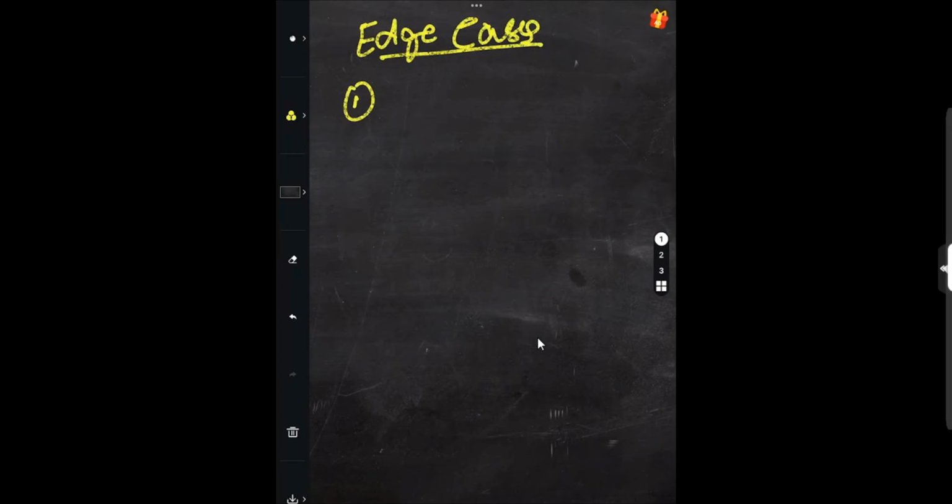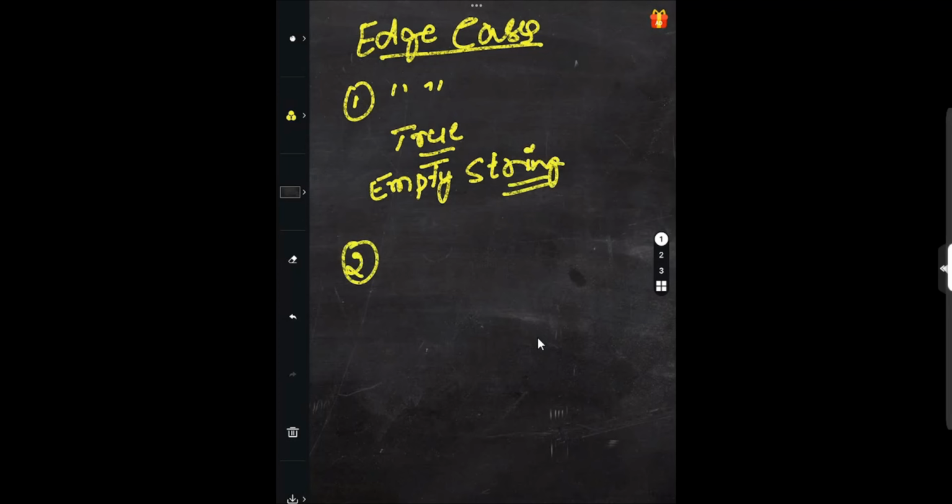So the first edge case, let's consider the empty string as input. So here we are considering the empty string as input. The output will be true here. Why will the output be true here? We know that the empty string is considered a palindrome because there is nothing to compare. So this is the first edge case we will consider.